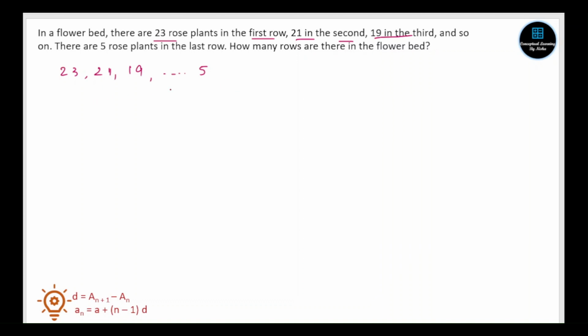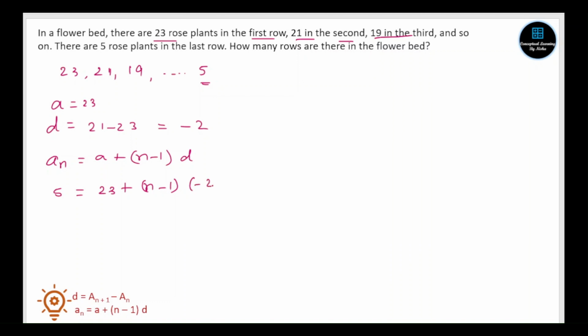So we have to find how many terms there are in the AP, because this is an AP, right? If you see, the common difference is minus 2. So I'll write it. The first term is 23. The common difference is 21 minus 23, which is minus 2. Now my nth term is given. The nth term is 5. So an equals a plus (n minus 1) into d. Now I'll substitute all the values which are given. The last term is 5, the first term is 23 plus (n minus 1), I don't know the value of n, into minus 2.